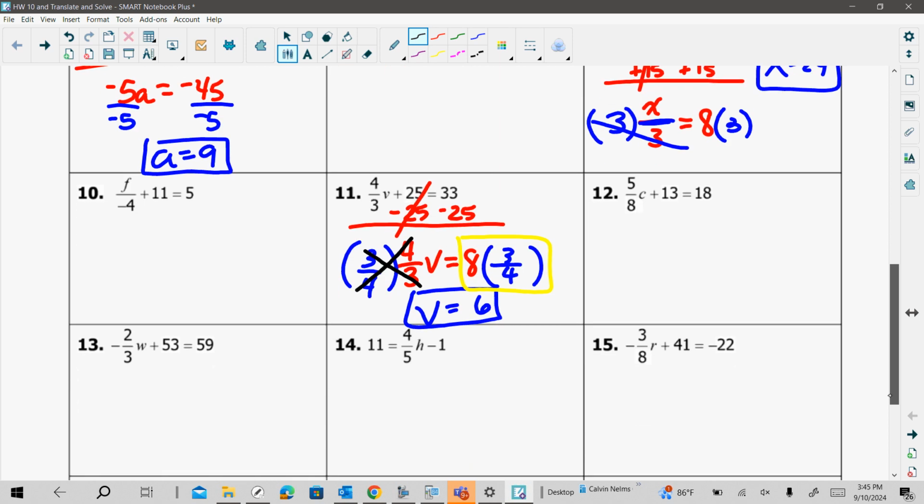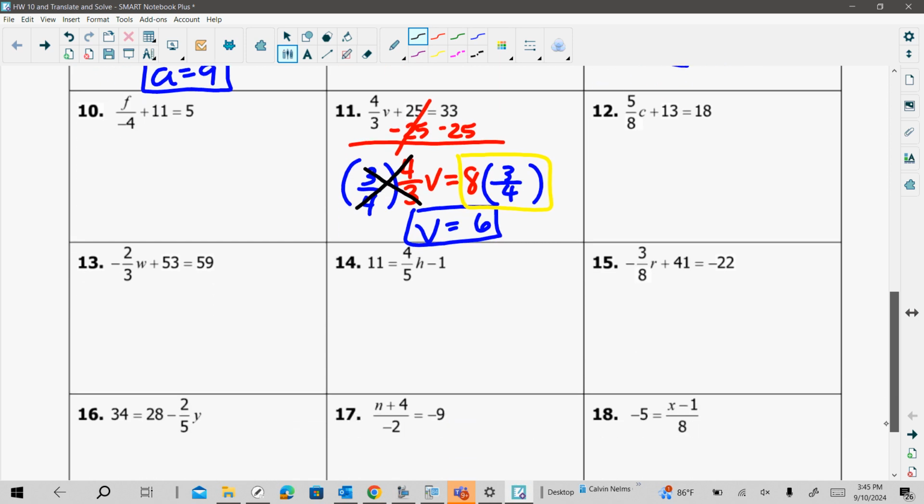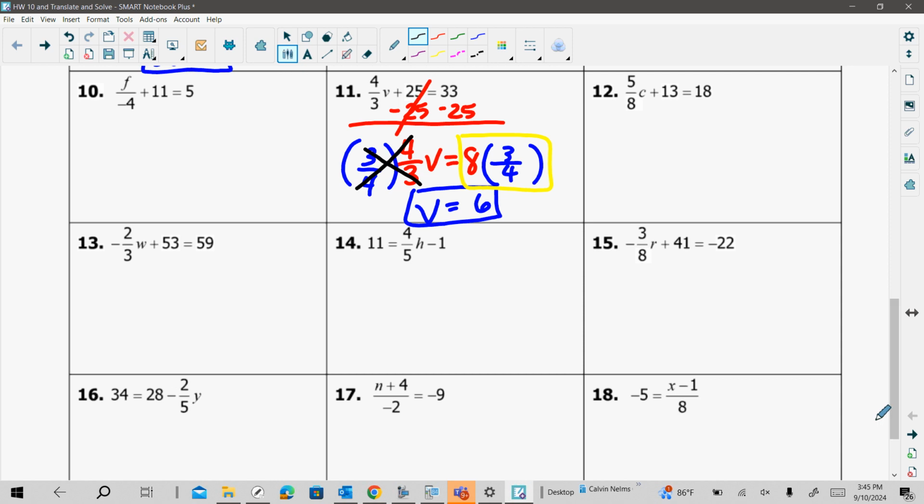Like I'm going to jump to, I'll look at number 11 here. The operation in the equation is subtraction. So you have to do the opposite of that, which means add 1 to both sides. So 12 equals 4/5 H. And now you're getting rid of the fraction.